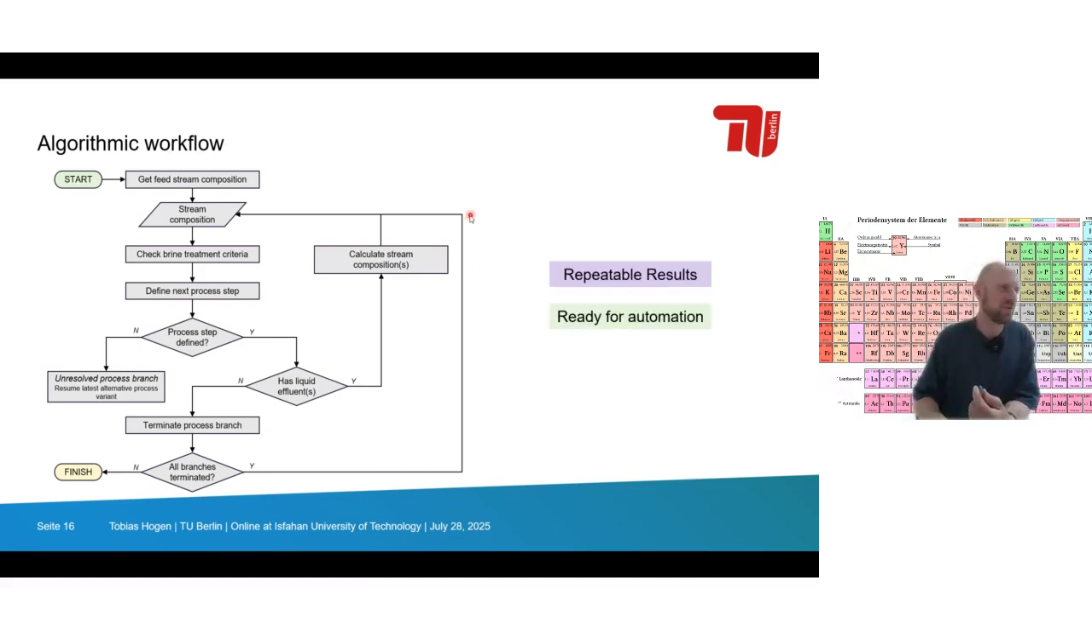The target was to generate repeatable results. So if you start with the same amount of information, you always get the same result. And on the other hand, I wanted to have this a little bit ready for automation, because this is the next step, I want to implement this as software. The most recent version always creates a ZLD process, so a process that has no liquid effluent left. So it's repeated till no liquid effluent is left in your system.